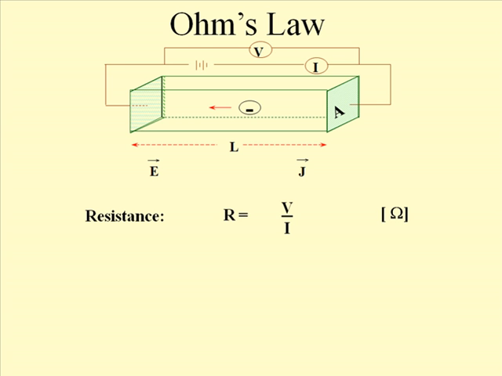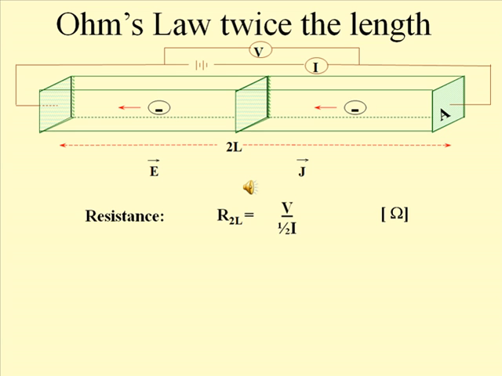Now it turns out it's not quite that simple. So if you go to the next slide, you will see what happens if you make the material twice as long. So now it's got length 2L, and if you apply the same voltage difference in that case, you're trying to force the current through twice as much material. So it ends up that you have half the current flowing through that material. So when you take the voltage divided by the current, you get a different value for the resistance because you've changed the length.